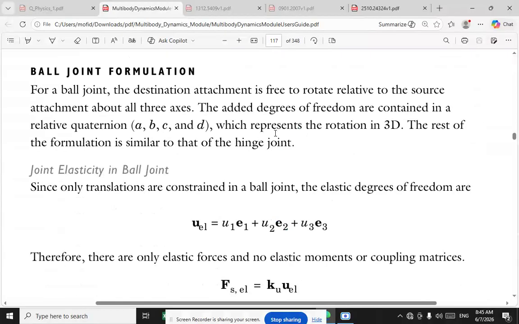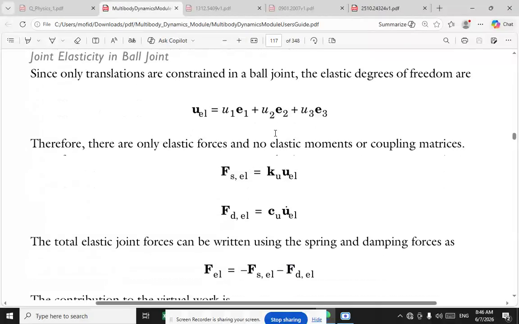For the ball joint, the destination attachment is free to rotate relative to the source attachment about all three axes. The added degrees of freedom are contained in a relative quaternion A, B, C, and D, which represents the rotation in three dimensions. The rest of the formulation is similar to that of the hinge joint.